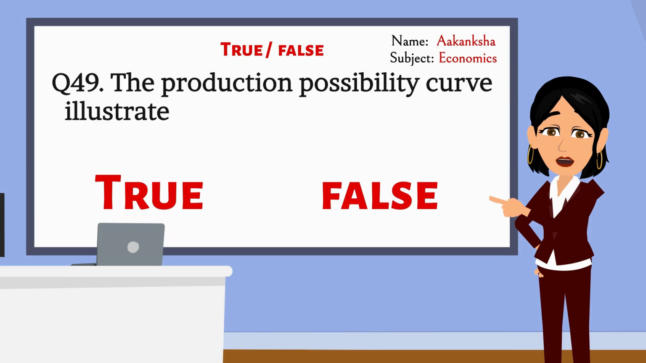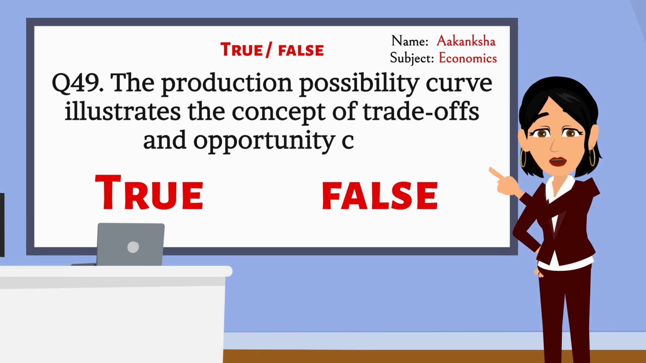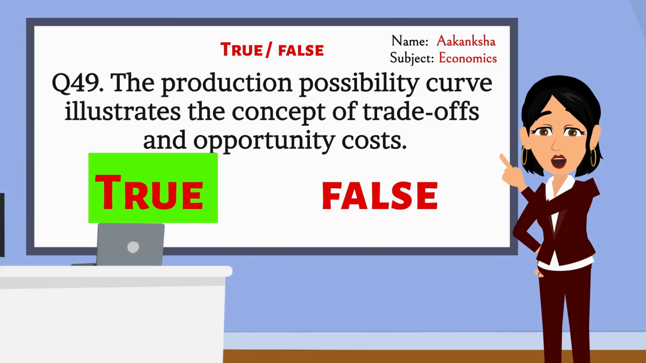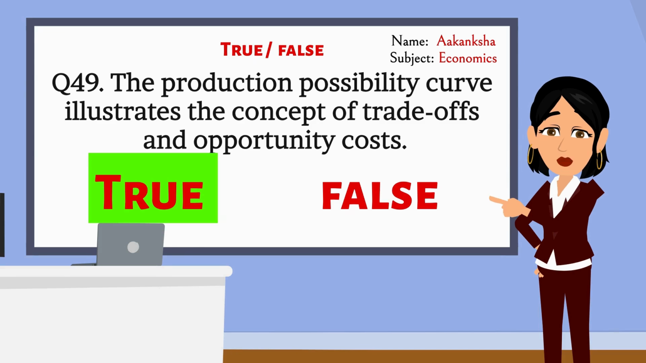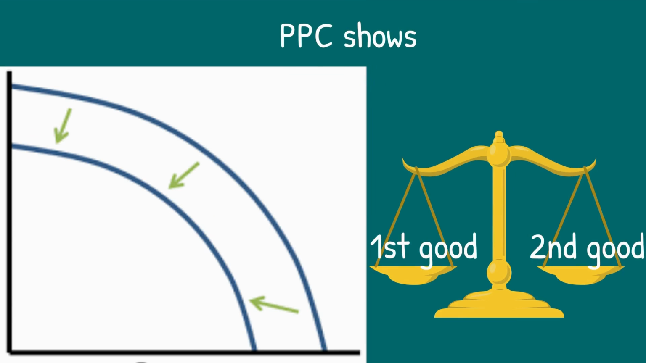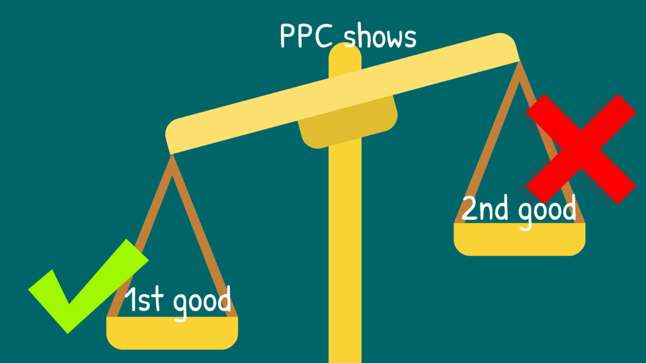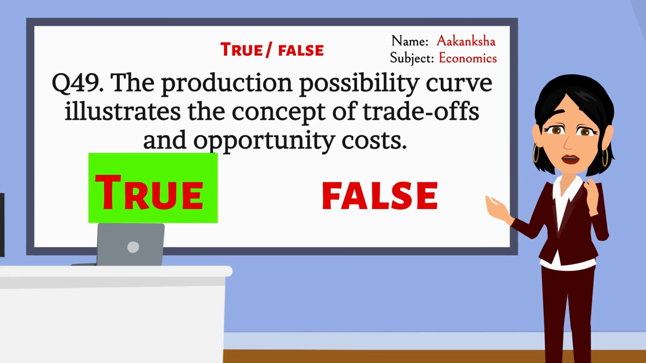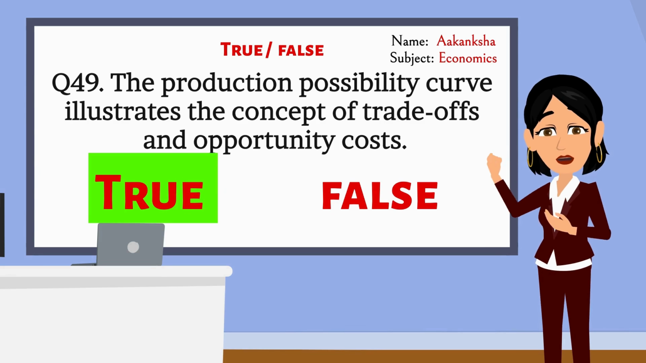The production possibility curve illustrates the concept of trade-offs and opportunity costs. True or false? It's a true statement. Correct. The production possibility curve illustrates the concept of trade-offs and opportunity costs. Why is it true? The PPC shows how producing more of one good means producing less of another due to limited resources, demonstrating trade-offs. Well said. Producing one good will reduce the production of other goods due to limited resources.